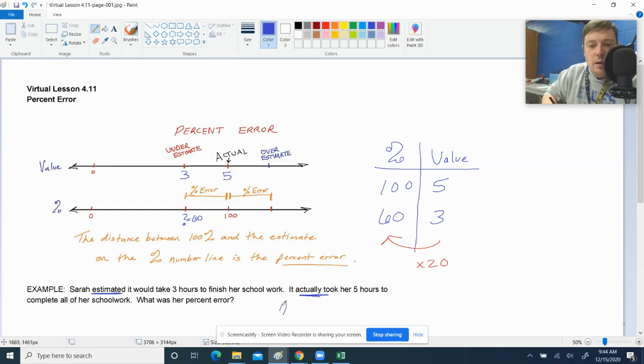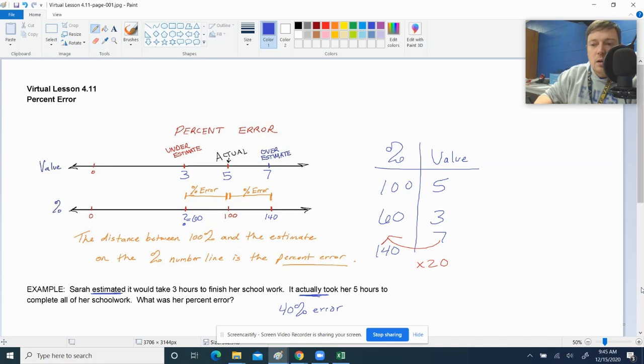She had 40% error. Now, the thing about percent error is she could have had that same error in the other direction if she would have gone up 2. If she would have guessed 7, 7 times 20 is 140. And 140 is 40% more, or 40% overestimating. So that would have been 40% error if she would have guessed 7 or 3. So percent error works on both sides of 100.